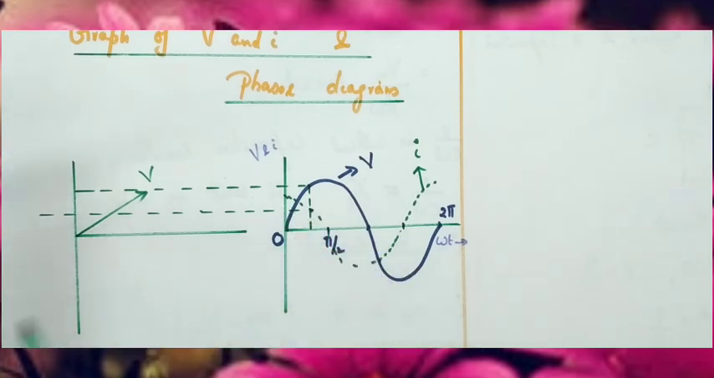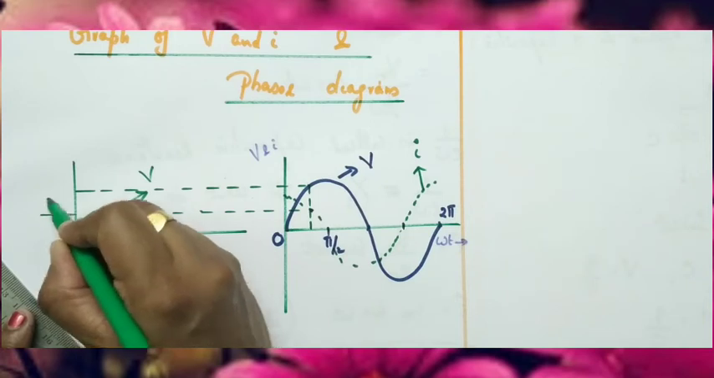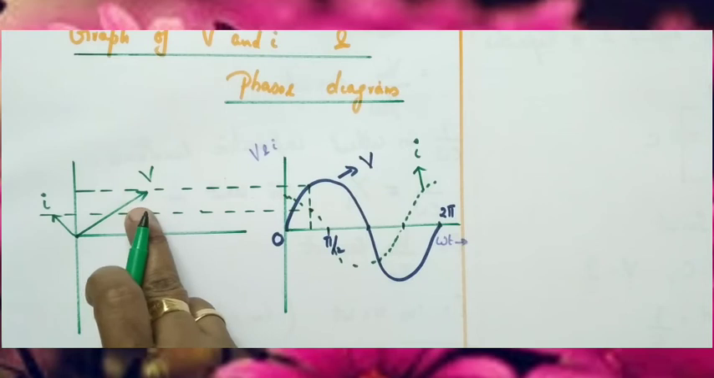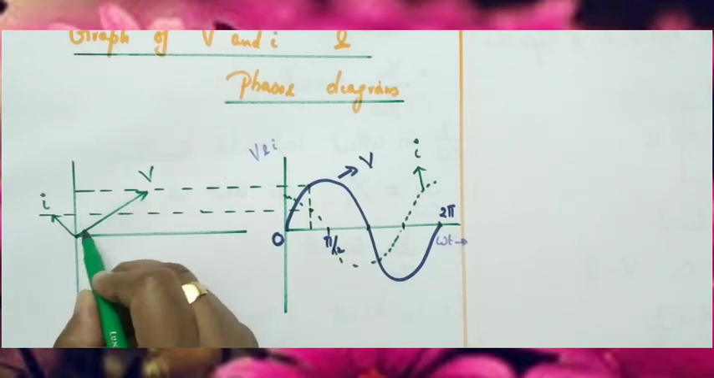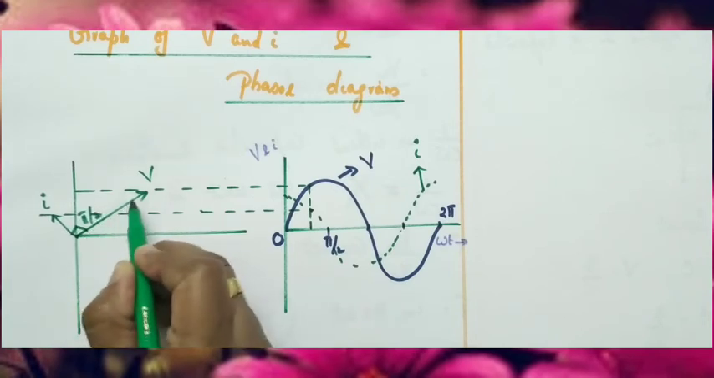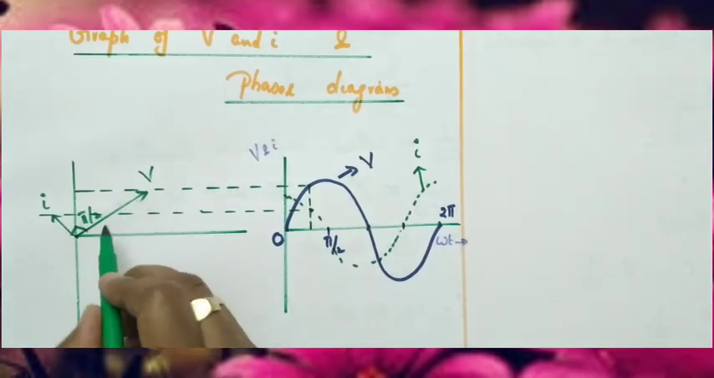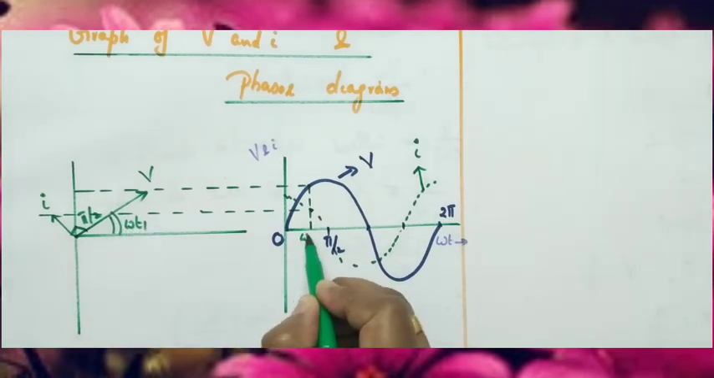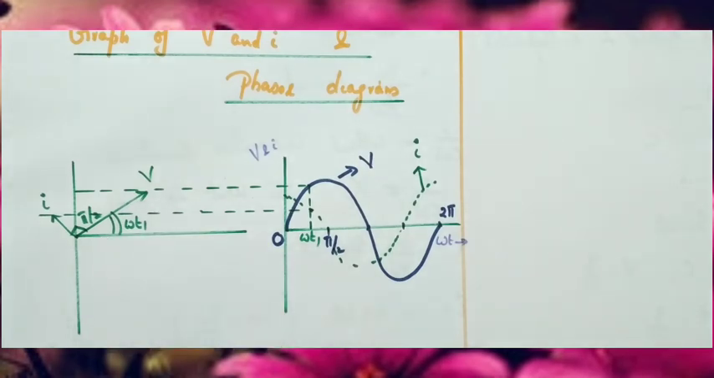And here it touches the current curve. Again we can draw a vector or phasor like this, and this represents the current phasor. So here current leads voltage by an angle pi by 2. The phase difference between voltage and current is pi by 2, and this shows that current leads voltage by an angle pi by 2. So the angle between voltage and current is pi by 2, and this angle is omega t1. Therefore the angle between the x-axis and the voltage phasor is omega t1.